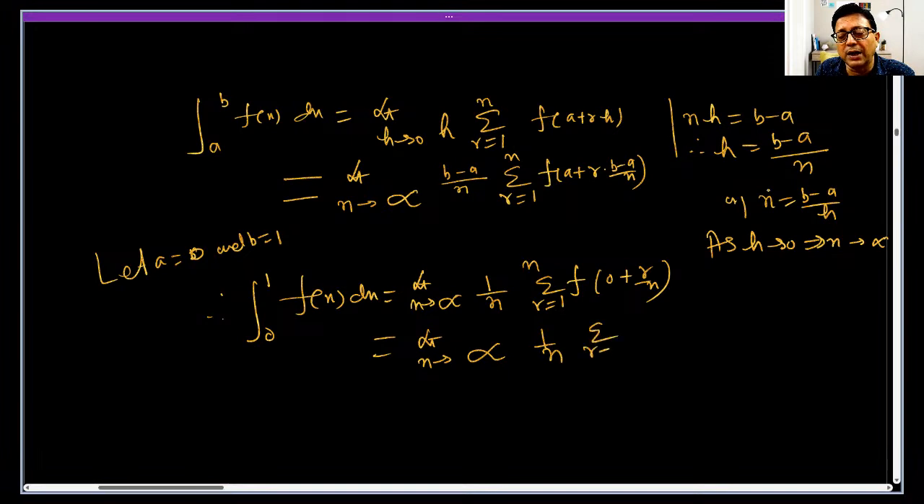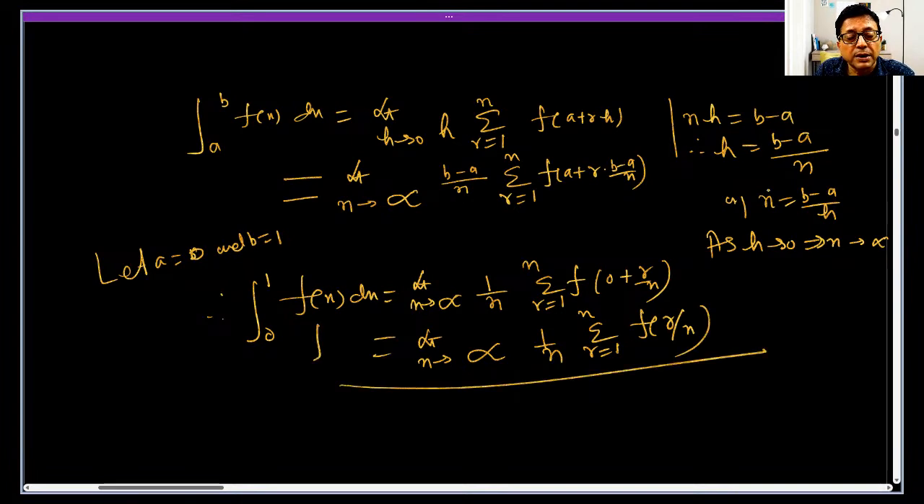1 by n sigma. Clear? Zero to 1 f(x) dx is this thing: limit n tending to infinity, 1 by n, sigma r equal to 1 to n, f of r by n. Okay?